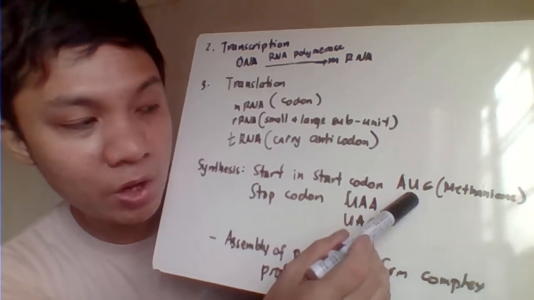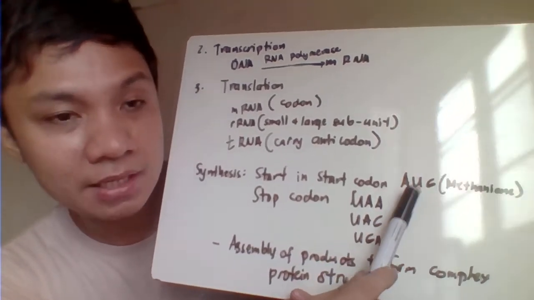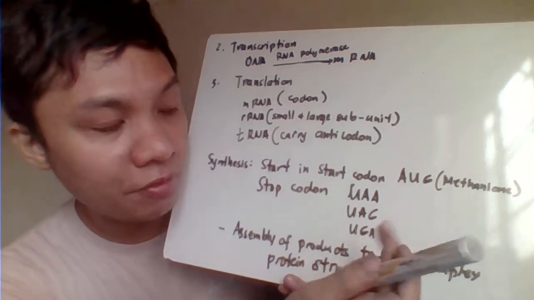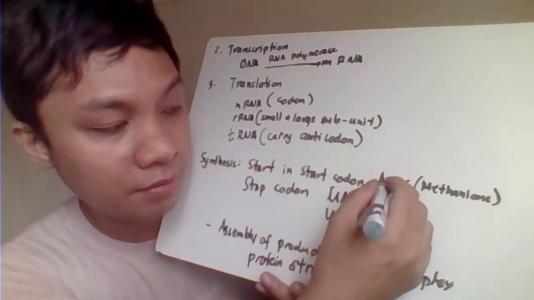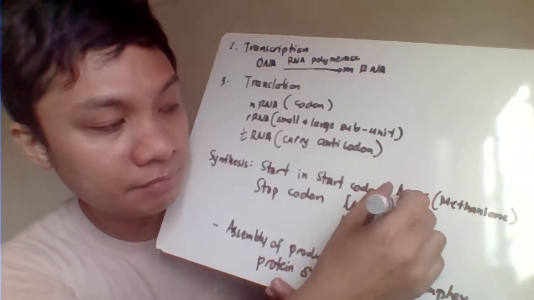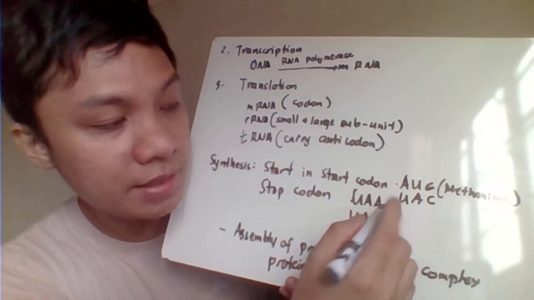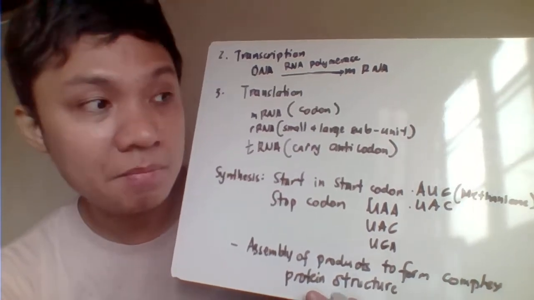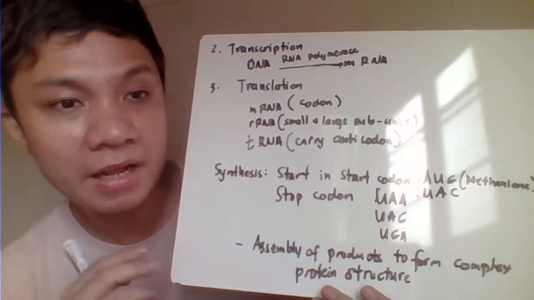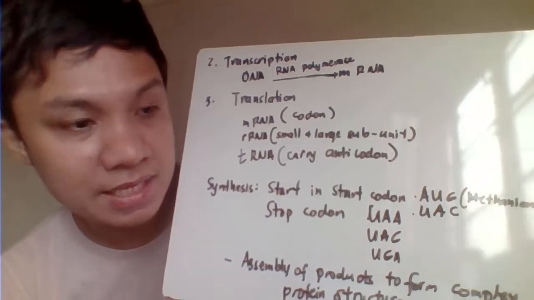The anticodon will always be just the opposite of the codon in terms of base pairing. If this is your codon, the anticodon for that A would be uracil, this is A, then C, like that. This is your codon, this is your anticodon. They still have their base pairing, in order for that to be translated to become your amino acid.